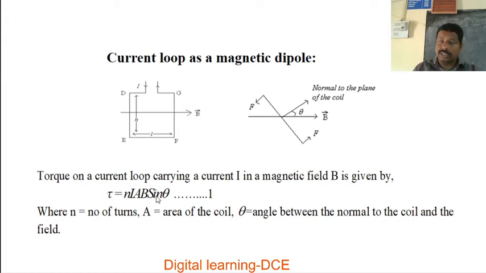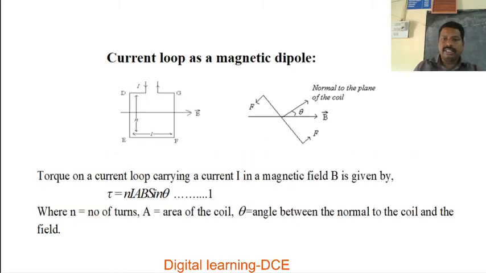Let's start with the torque expression, that is tau is equal to NIAB sine theta. Let's call this equation 1. That is, the torque on a current loop carrying a current I in a magnetic field B is tau is equal to NIAB sine theta, where small n is the number of turns in the coil, A is the area of the coil, and theta is the angle between the normal to the coil and the magnetic field.